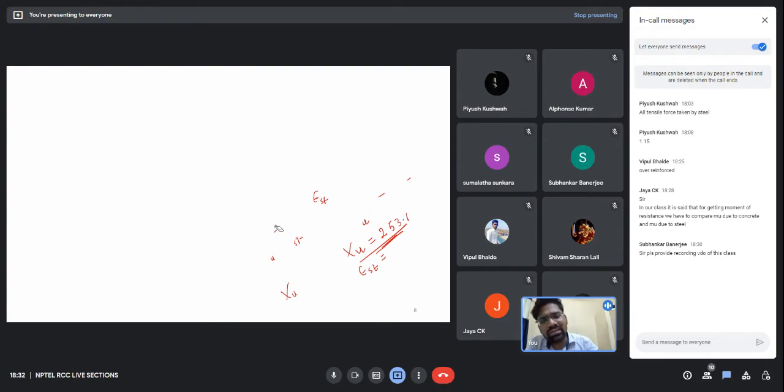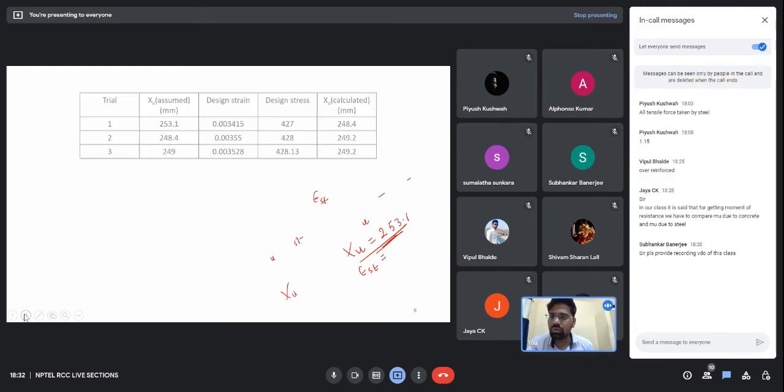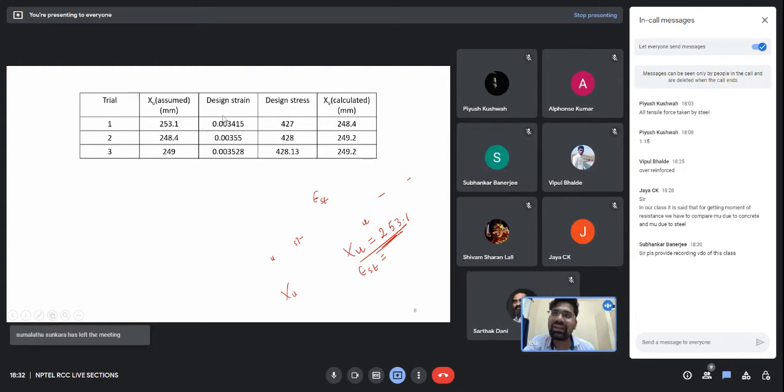I hope you are able to understand what the problem is with an over reinforced section. We don't know the stress in the steel. So here I have already calculated the different values of design strain and design stress for different assumed values of XU. Firstly, I have assumed 253.1. For that I got the design strain from the previous table by using interpolation.